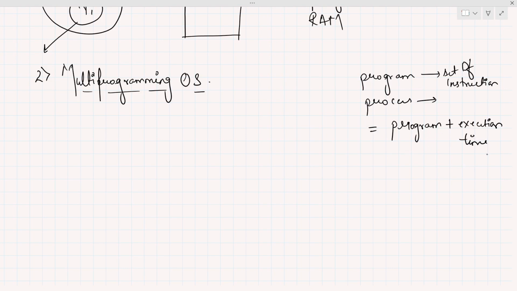What is execution time? It means from the starting point to the end point. The time taken to perform this task is basically the execution time. We will see this when we solve CPU scheduling questions, how the CPU is scheduled for different processes. Then we will understand execution time in detail. Till now you can understand it as the starting point to the end point.